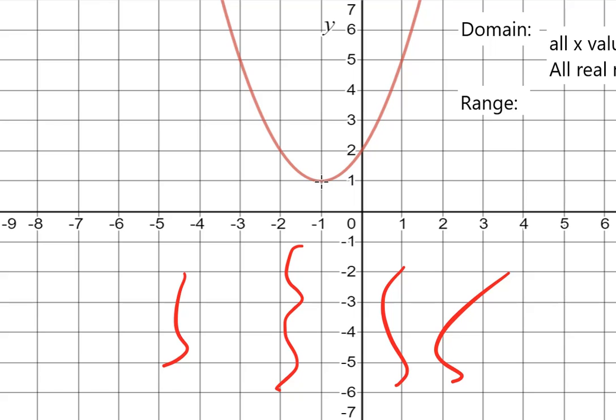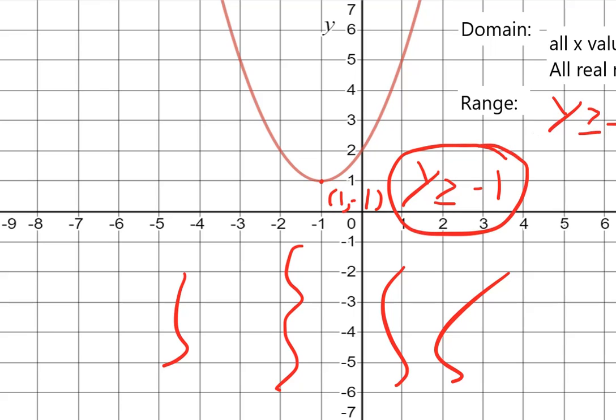This parabola has a minimum at the point (1, negative 1). So that means that y is greater than or equal to negative 1 because there are no values less than negative 1. So this would be our range. Y is greater than or equal to negative 1. Once again, a reminder, on a computer, you would write a greater than sign and then an equals and then negative 1. This is the same thing.